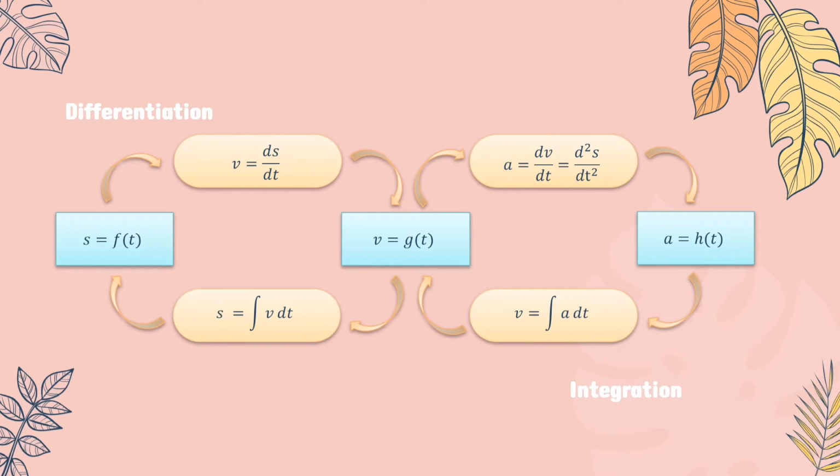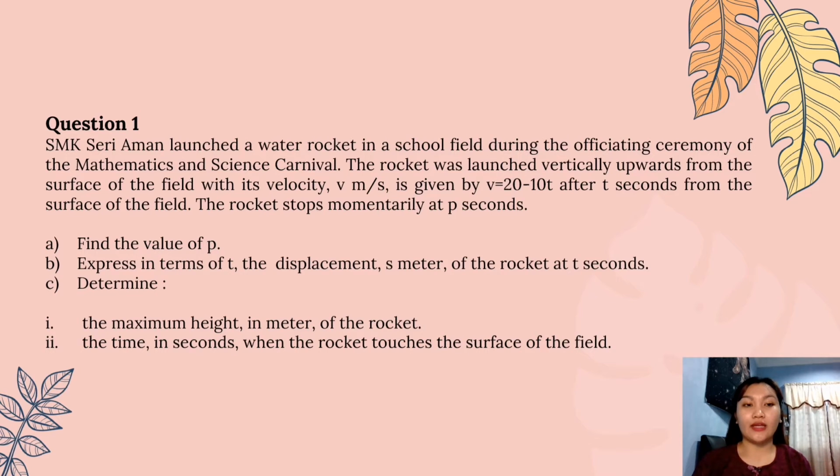Now we move on to the integrations part, which refers to the 8.3 subtopic. The integrations part is actually vice versa with the differentiations. So for example, if you have been given the functions of a and the question is asking for velocity, all you have to do is just integrate the functions of a. Same goes to when the function given is velocity, but the question is asking for displacement. You just need to integrate the functions of v to find the displacement. So that's about it. I hope this helps you to recall the lessons that we have learned before.